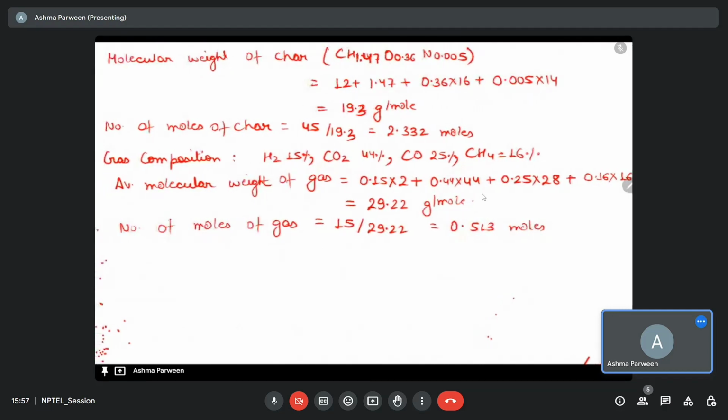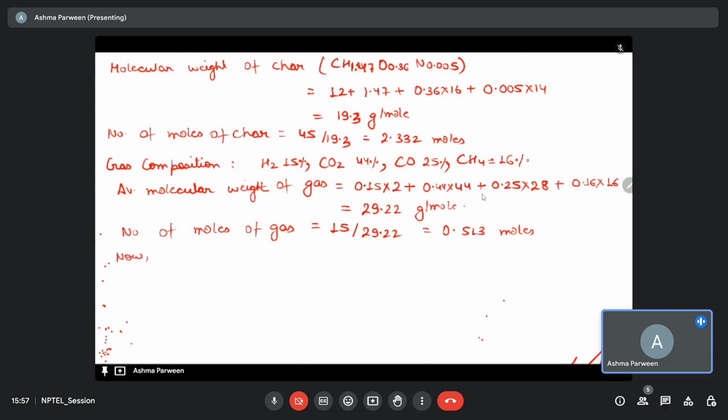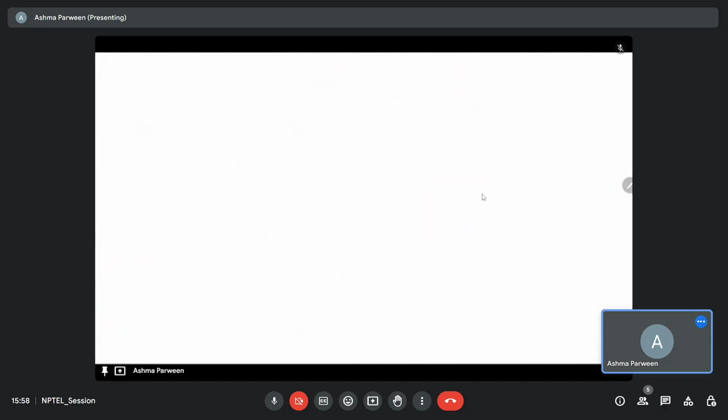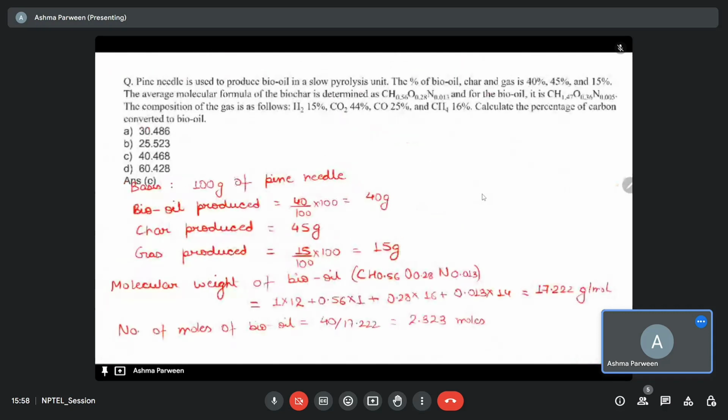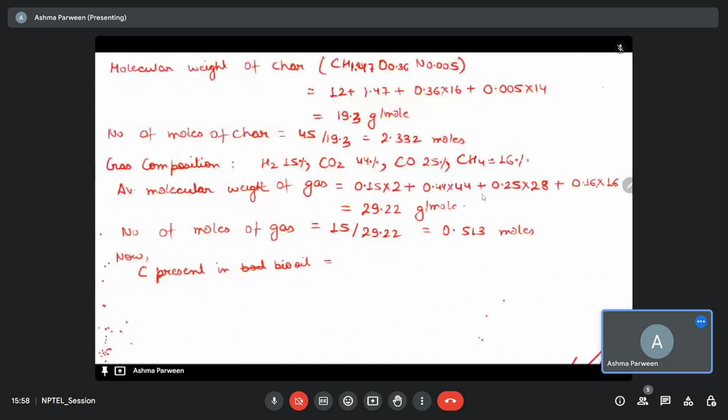So now we will see how much carbon is present in bio oil, char and gas. And we will find out the total carbon, and then we will find out how much percentage of carbon is converted to bio oil. So carbon present in bio oil. So we'll have to go back. Since this is the molecular formula for bio oil, we can see that in each mole of bio oil, there is one mole of carbon. So in 2.323 moles of bio oil, there will be the same moles of carbon. So it is 2.323. This many moles of carbon is present in bio oil.